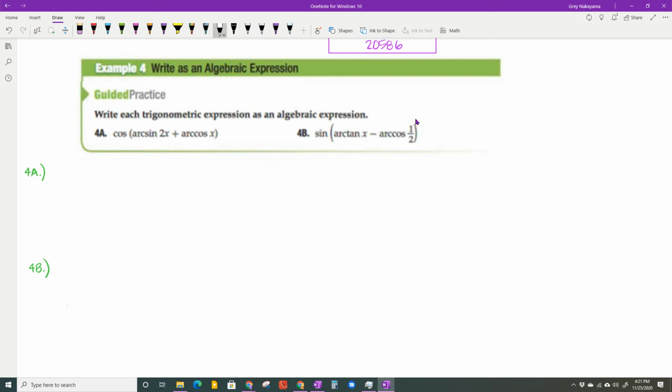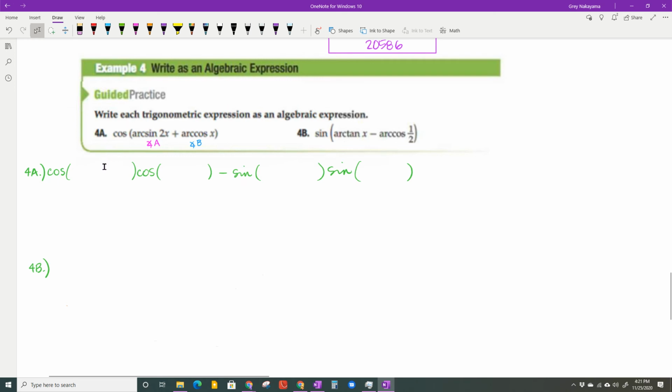Okay, when you look at this, 4a, cosine of the arc sine of 2x plus the arc cosine of x. If you will just think of these two things being angles, then that is like the cosine of a plus b. So how do I apply that formula? Well, that means it's going to be the cosine of the first angle, cosine of the second angle, minus sine of the first angle, sine of the second angle. That is my cosine identity, cosine sum identity.